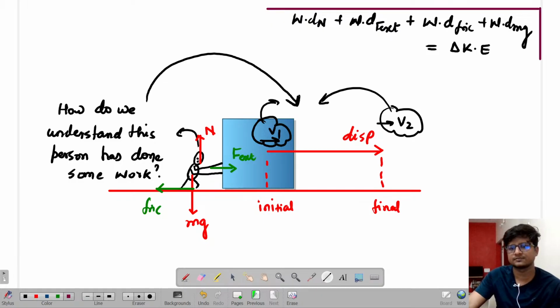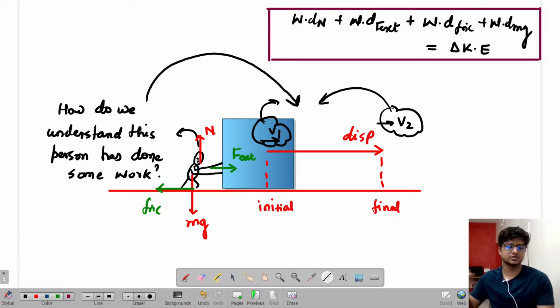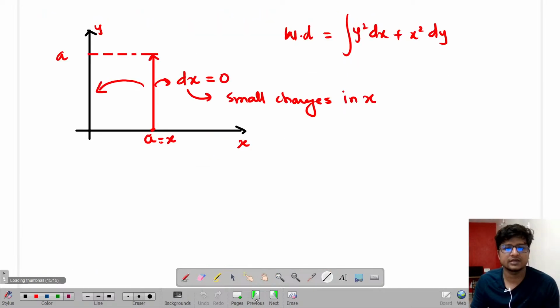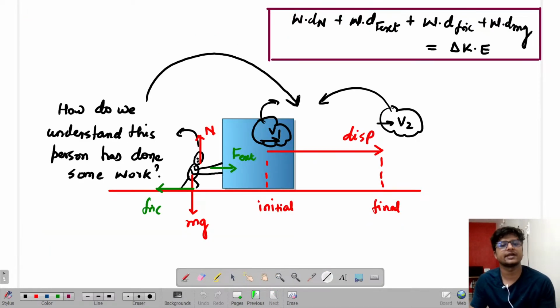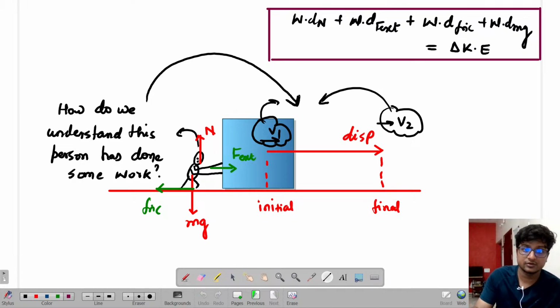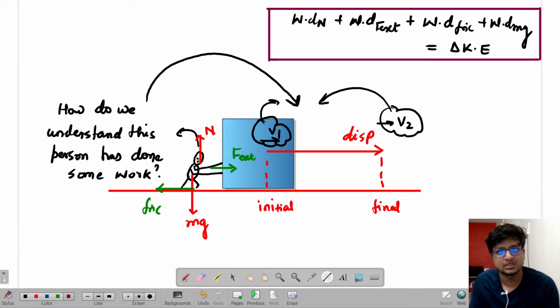Is that clear? And this is called as what? Work energy theorem. Clear? Okay. This is the meaning of work energy theorem. That if I add all the forces, I'll get the change in kinetic energy. Now, you might have heard about change in potential energy, but that is another scenario. That is a totally different concept. I'll come to that. Is that clear?